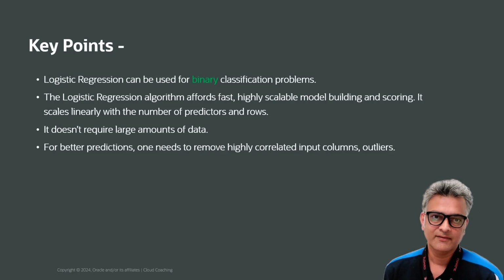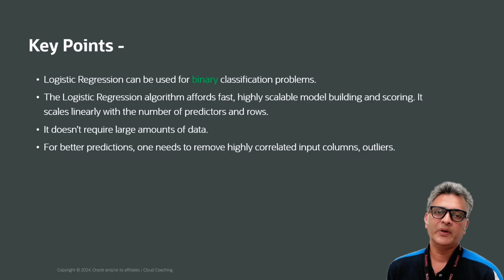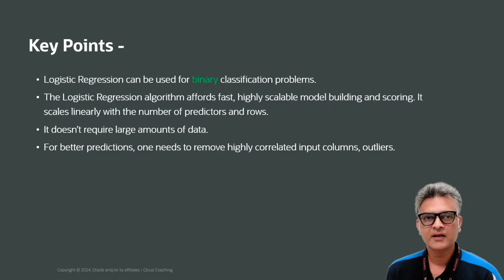One thing to note is that when doing data preparation for better predictions using logistic regression, it's always recommended that you remove highly correlated input columns or outliers. Highly correlated input columns would be something like, say, you have a time column, you have a date, then you have a month, quarter, and year. So they are correlated, right? So you can remove those.